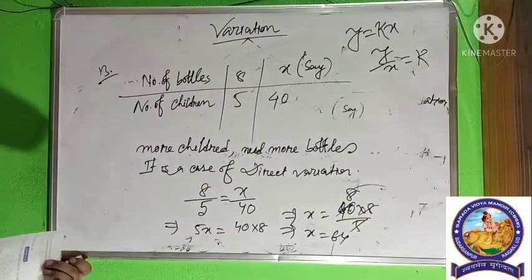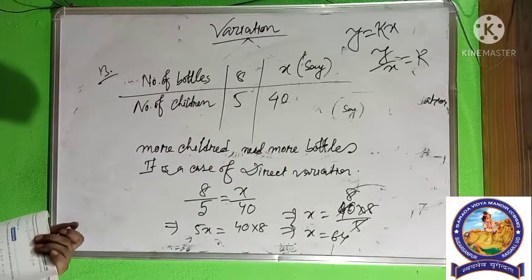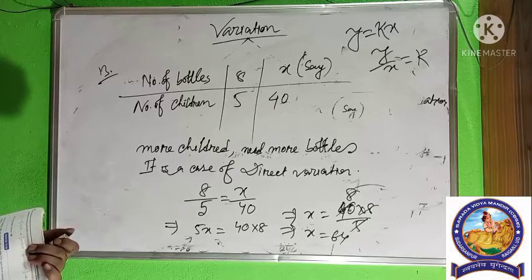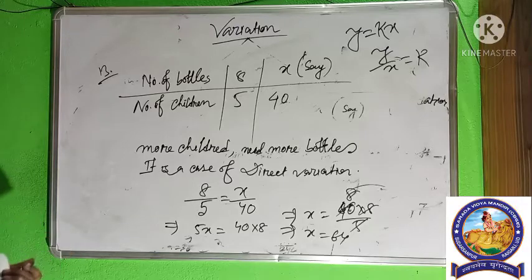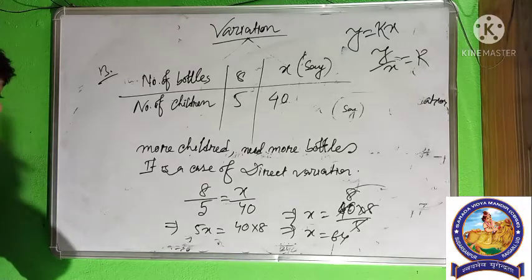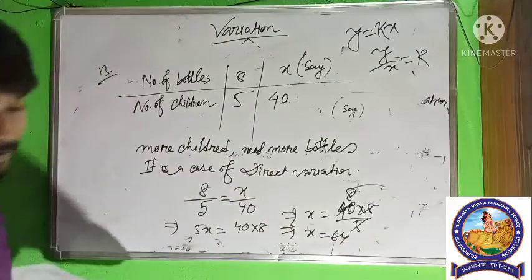So what is the answer? 64 bottles needed. How many bottles would be served? 64 bottles. So the answer is 64.